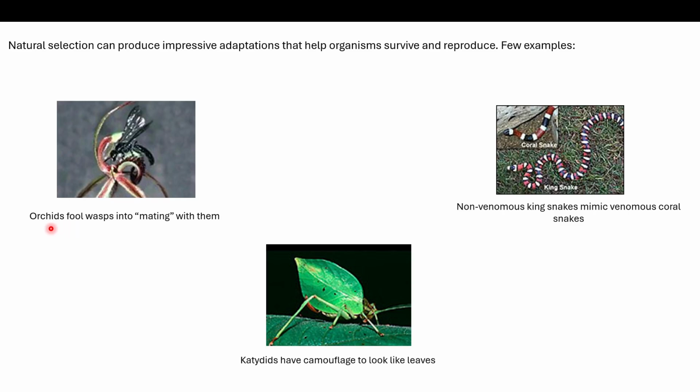A few examples: you have orchids which fool the wasps into mating with them. The wasps come and see these orchids which resemble the wasp species, and by mating, this false mating phenomenon eventually leads to pollination of these orchids. Then there are non-venomous king snakes, this longer one here, which mimic the very poisonous coral snakes and can save themselves from predators. Then there are katydids, which camouflage and look like leaves to protect themselves from predators.